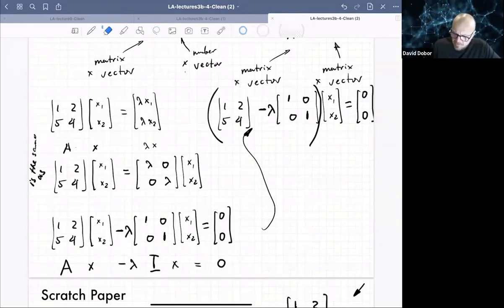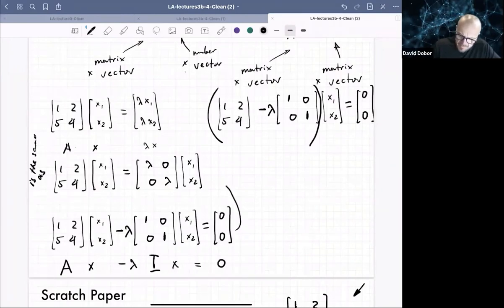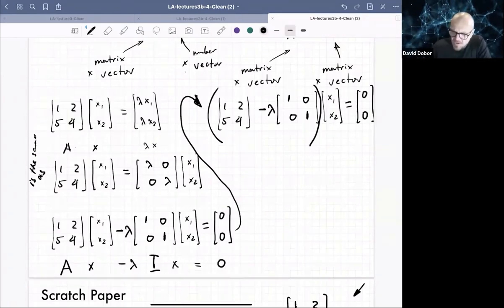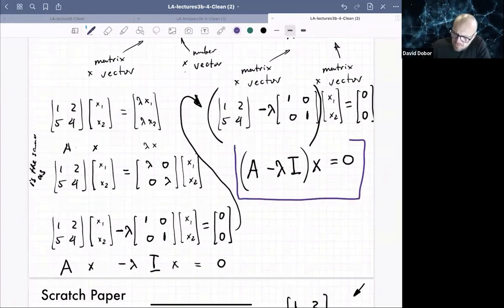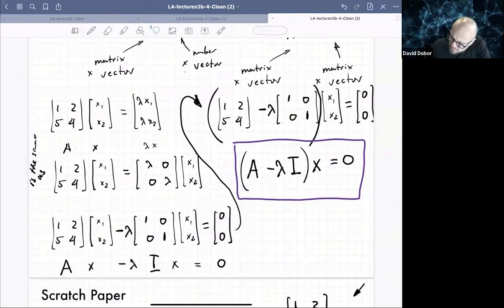Now I have an expression. Let me erase this and put it like this. This is how I got here, and this is the next step. All I'm doing is just rewriting the original system of equations. Why am I doing this? Just give me a second. So (A minus lambda I) times x equals 0. This is why I'm doing it, because this expression I'm now going to start using to very productive effect.